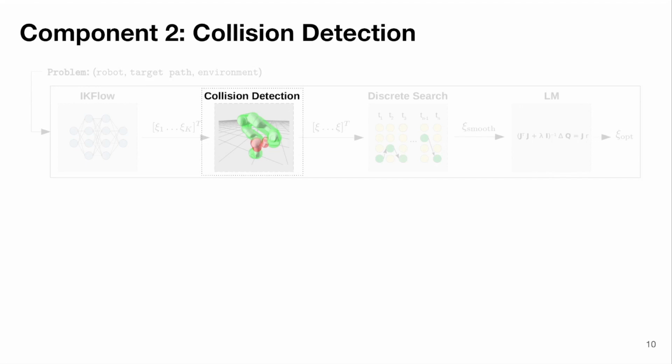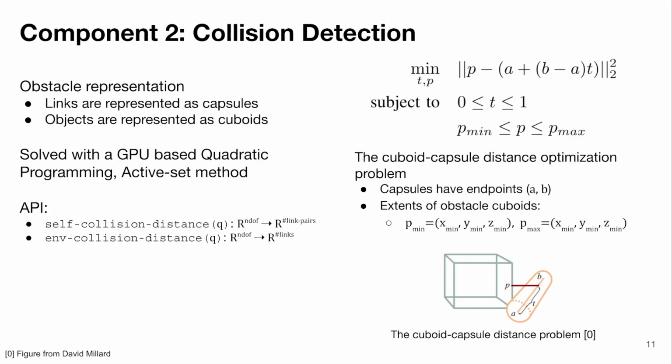Next, the motion plans are checked for any self or environmental collisions. In this work, links are represented as capsules and objects are represented as cuboids. The collision detection problem is framed as a quadratic programming optimization problem and solved using an active set method.